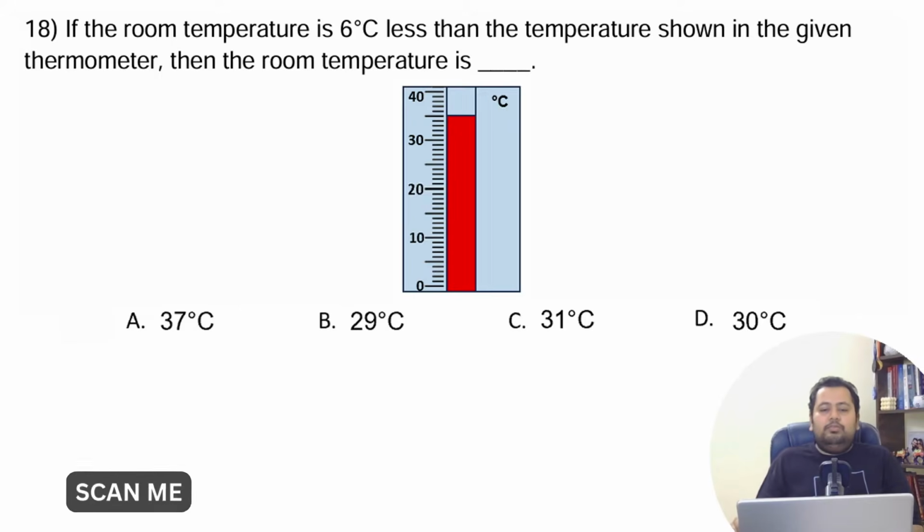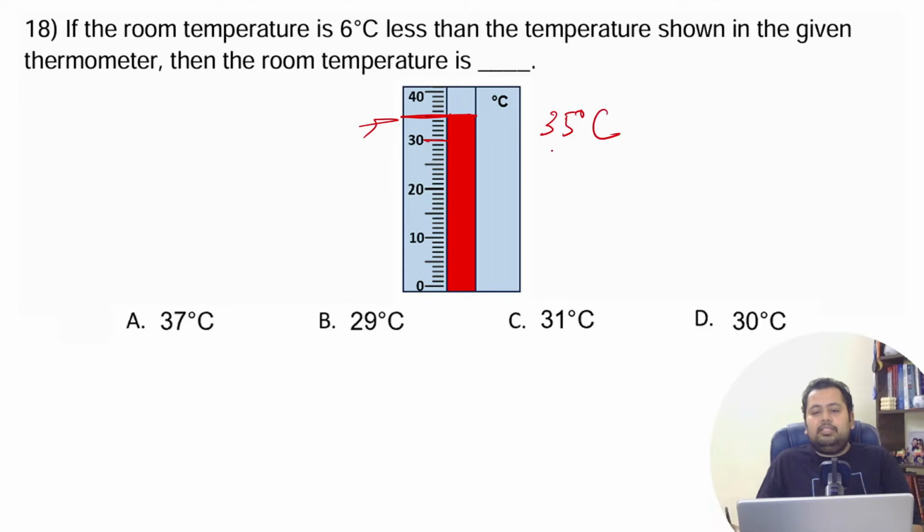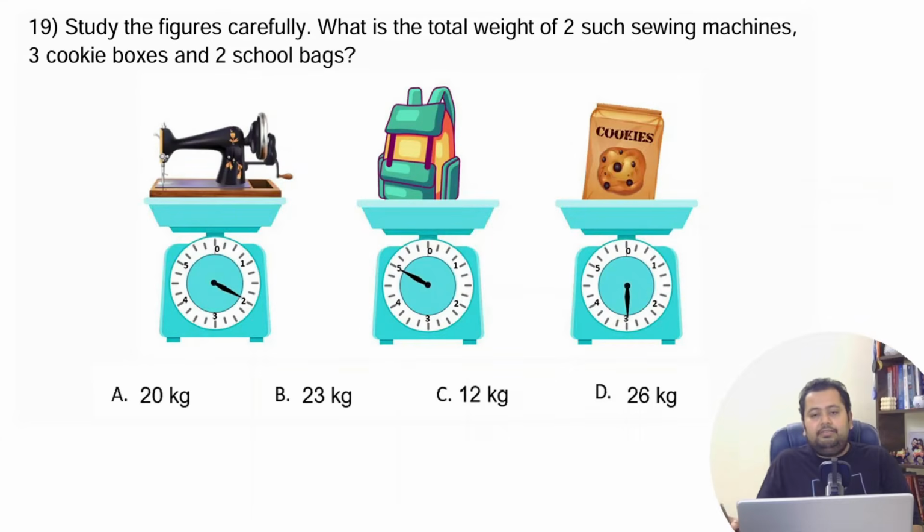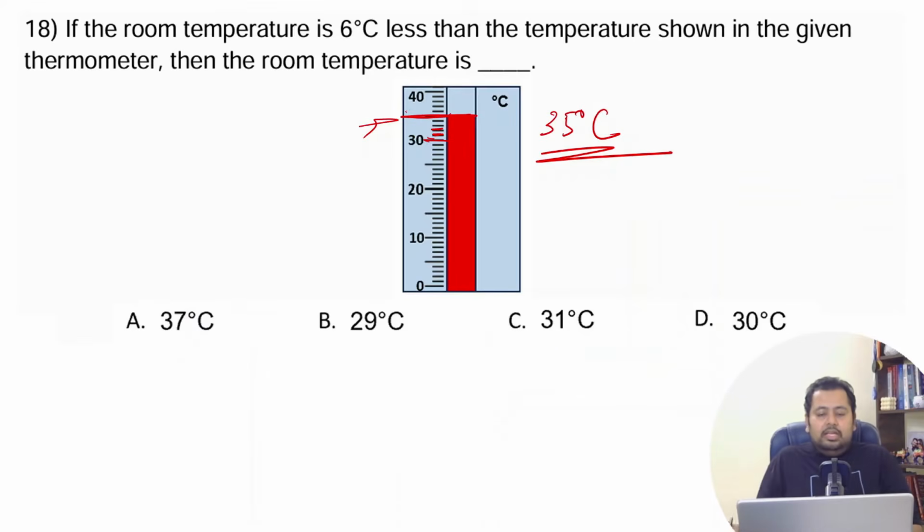Great, easy one. If you see the thermometer, the temperature being shown is between 30 and 40, so obviously this is 35. The temperature shown over here is 35 degrees centigrade. If this is 30, this is 31, this is 32, this is 33, this is 34, and this is 35, right?